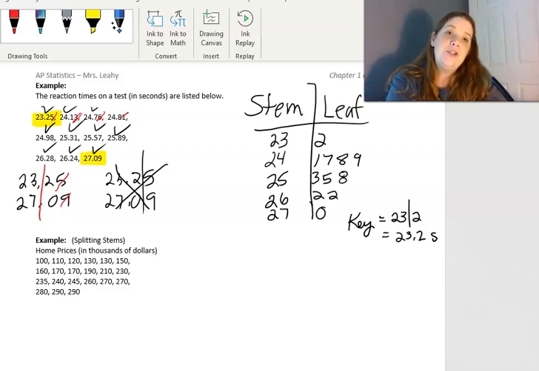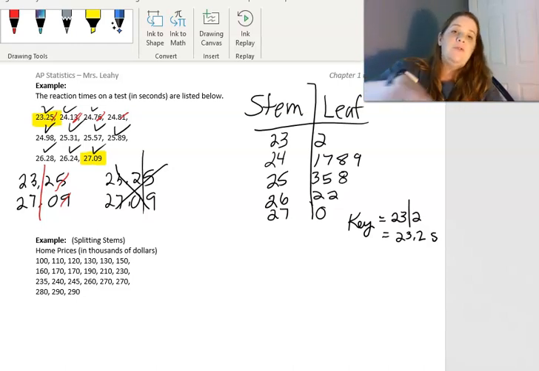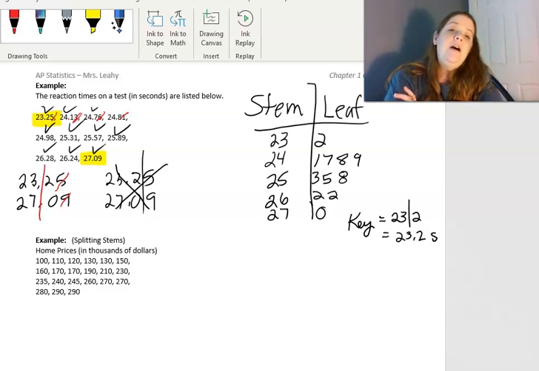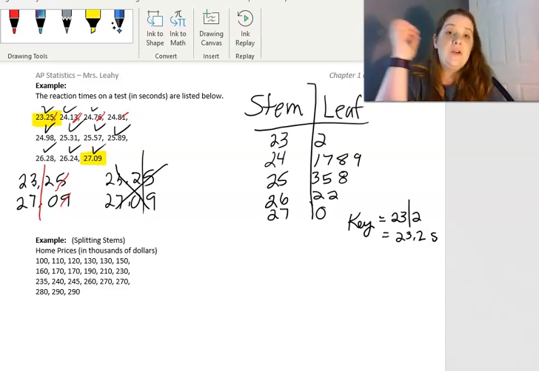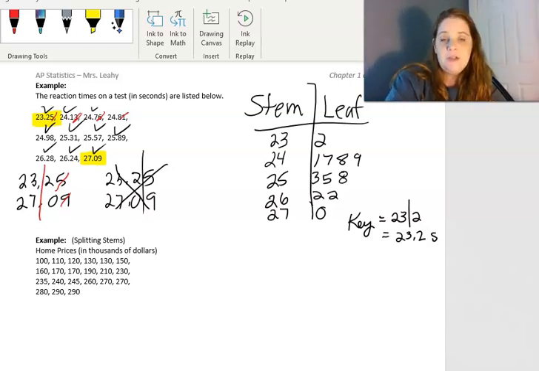If I was going to talk about the shape of this, again, I kind of need to turn my head, and I'm going to look at 23, 24, 25, 26, 27. You could say that this looks slightly skewed to the right. Most of the numbers are in the 24 range, and then there are three bars on the right of that and only one bar on the left. So maybe slightly skewed right.